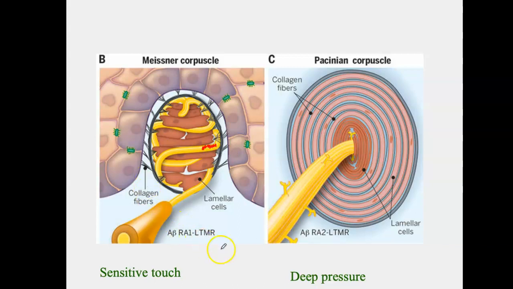So a Meissner corpuscle is for more sensitive touch, and a Pacinian corpuscle is one for deeper pressure. So in a deep massage or something, you have, again, neurons that are coiled around these collagen fibers. And the distortion of these, the touch of these, the deep pressure is going to fire a message to the brain telling you that something's there, something's touching you.